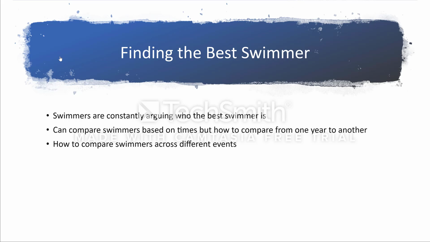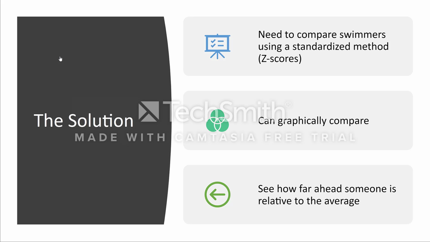Because swimmers in the 1920s did not have the same advances in technology and coaching that we do here, so it's not really an apples to apples comparison when you're comparing swimmers across different years or even swimmers across events. If you're comparing a butterflyer to a breaststroker, how do you actually compare who is the better swimmer?